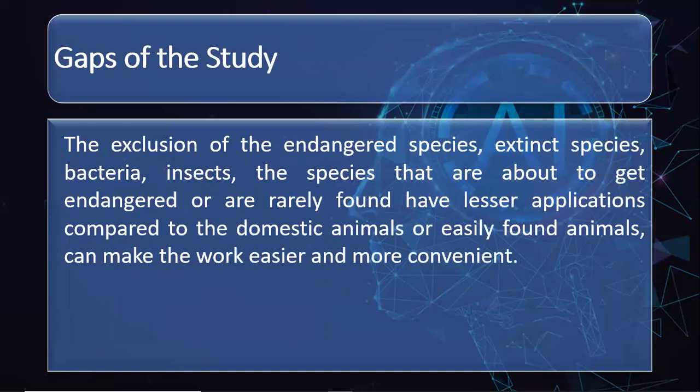So for the gap of the study, I identified in the article that the gap is the exclusion of endangered species, extinct species, bacteria, and insects. Species that are about to become endangered or are really rarely found have lesser application compared to domestic animals or easily found animals, which can make the work easier and more convenient.